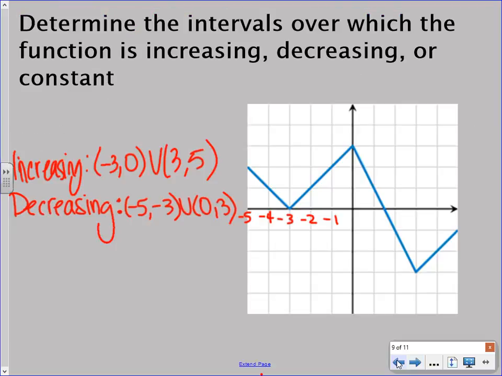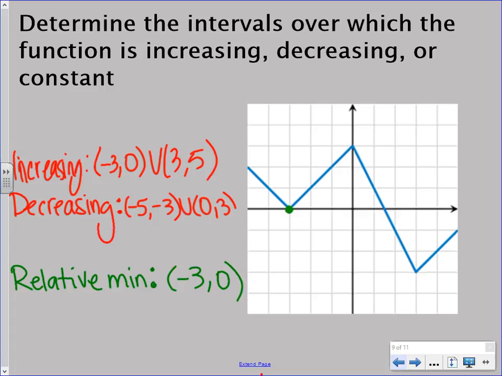So do you see here how we go from decreasing to increasing? That means this point right here is a relative, fill in the blank, minimum. So we have a relative minimum at the coordinate -3, 0. Is there another relative minimum on this graph? 3, -3. 3, -3, excellent.